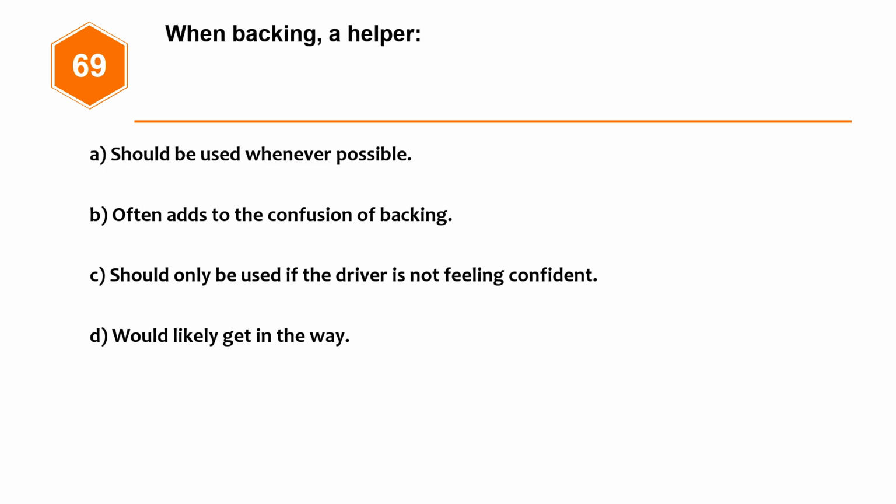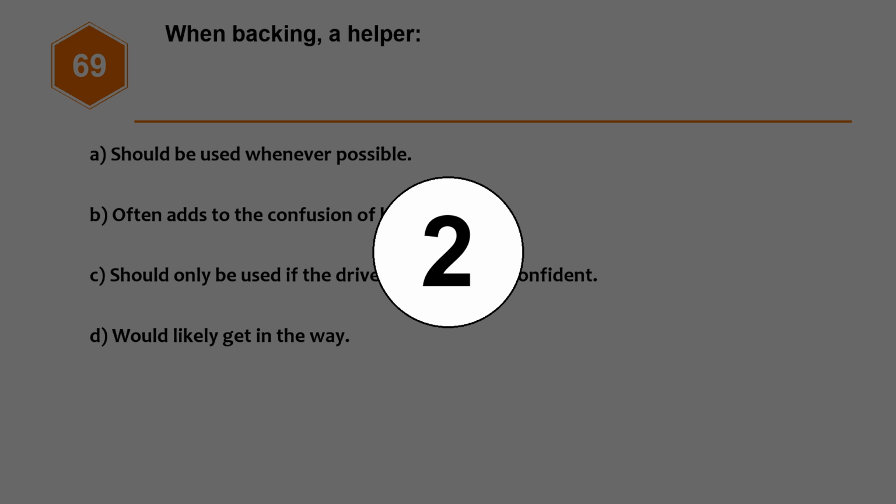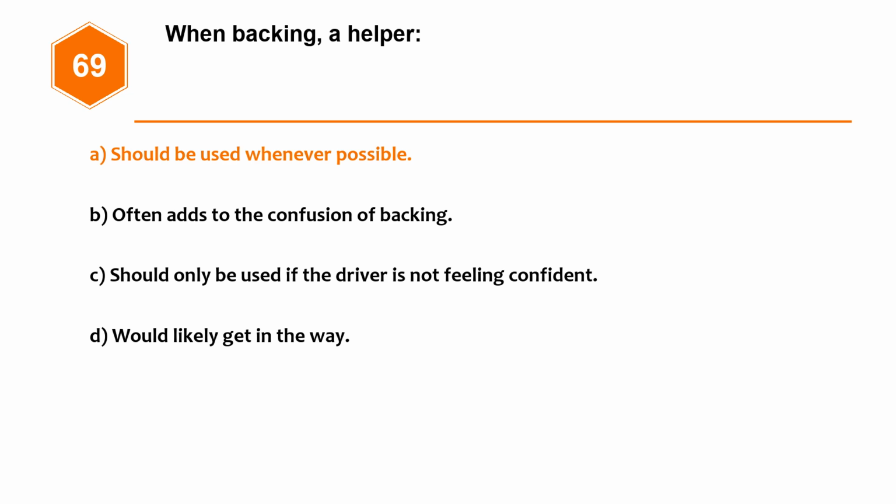When backing, a helper, option A, should be used whenever possible. Option B, often adds to the confusion of backing. Option C, should only be used if the driver is not feeling confident. Option D would likely get in the way. The correct answer is option A, should be used whenever possible.